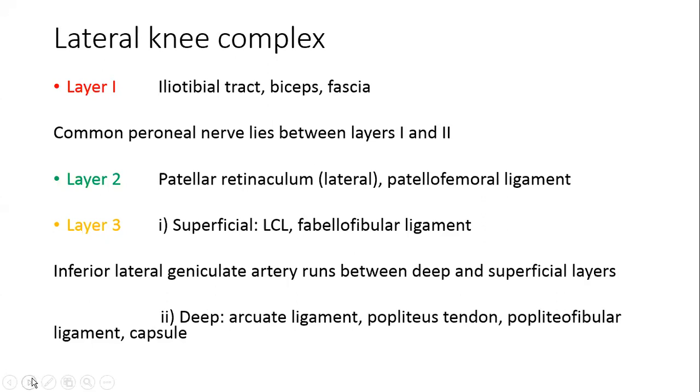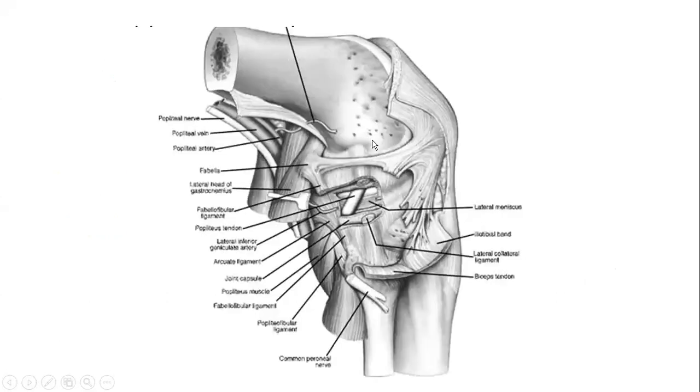Okay, so let's move to the next one. This image shows all the layers. So first one is your biceps tendon. This is biceps tendon, iliotibial band. They are connected with fascial band. So this is IT band. This is biceps tendon with its biceps fascia.